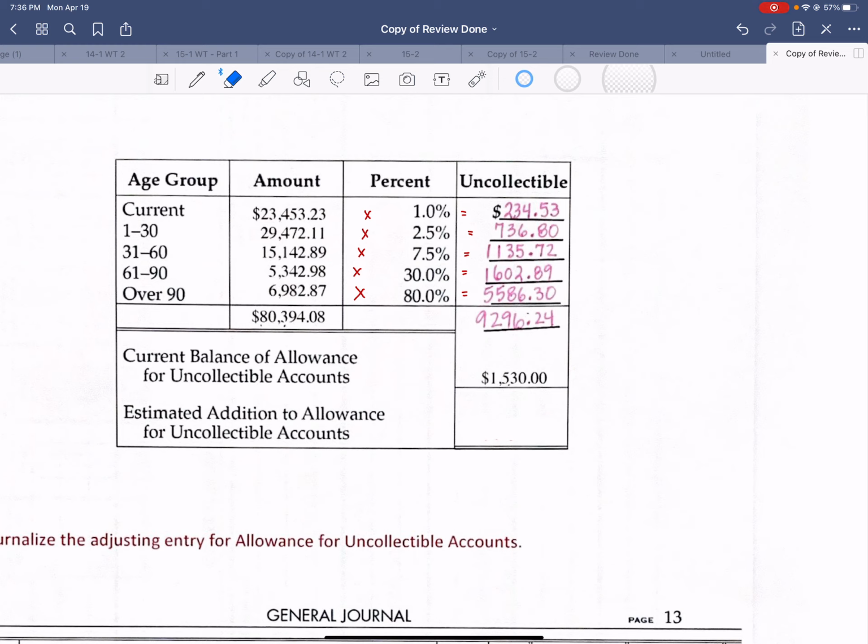Okay, right now you have to make the adjustment. This is the amount that's uncollectible for this fiscal period. We already have this balance in our uncollectible account, so we have to adjust it for the difference in the amount. So we'll take $9,296.24 minus $1,530, and we come up with $7,766.24. And that is the amount we will use for our adjustment.